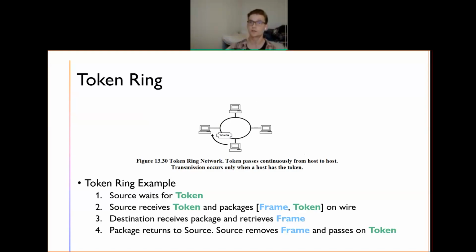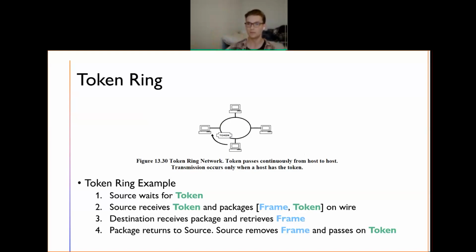Let's say the source wants to send to the destination. The source is going to receive the token. It's going to look on the wire and say, oh, it's my turn. I get the token. Great. So we'll package up the frame and send that down the wire. Then when we're done sending the frame, we'll wait a little bit and then we'll send the token back. Ideally we want everything to pass around, because either the destination is going to have to remove the token and send it on its way, or the source is going to have to wait until the token gets all the way back to it.